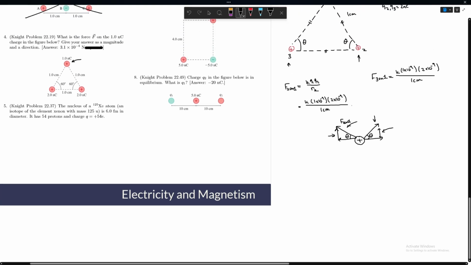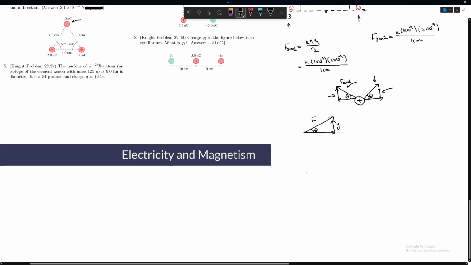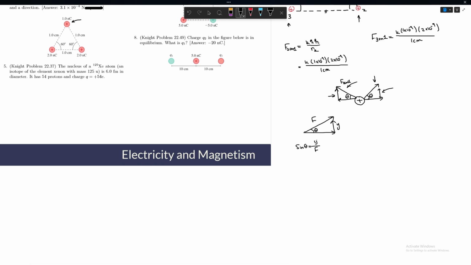So now, how do we do the example? Split your vectors. This is what it looks like, right? This is our theta. This is some force number. This is what we want, let's name this our y. By using sine, we know sine theta equals y over f, or opposite over hypotenuse. Take the f to the other side, and f sine theta will give you your y. Now, that's what you do. You want to take this.